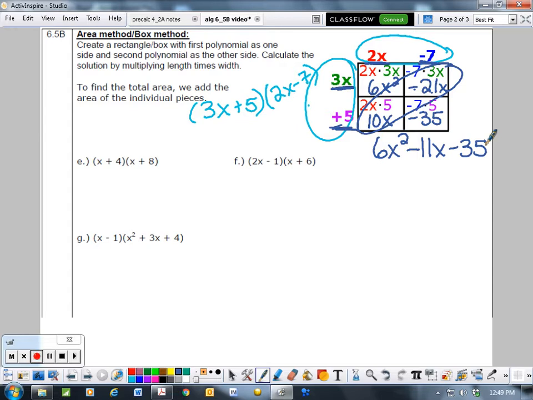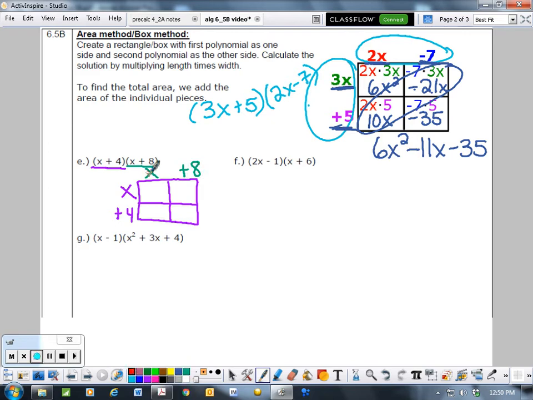So we're going to go ahead and try and work out a couple like that so you can see how that works. So I have an x plus 4, so I'm going to draw a box a little bit smaller because I don't have a lot of room. So x and then plus 4. And then my next one is x plus 8. So on the top, x plus 8. And then we just multiply the sides.